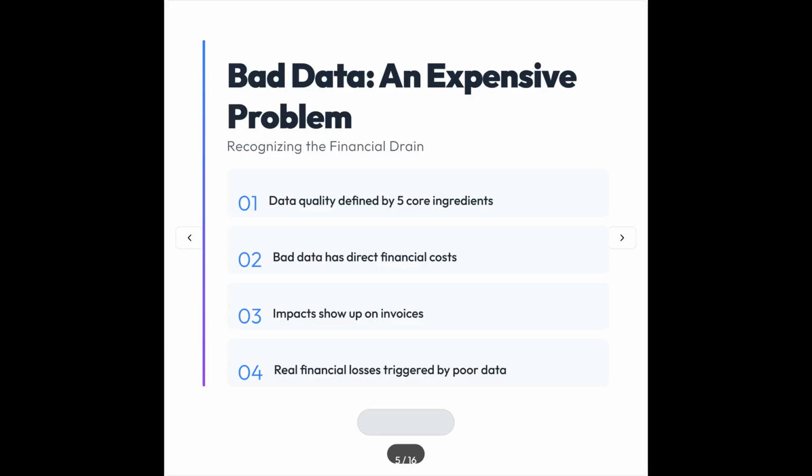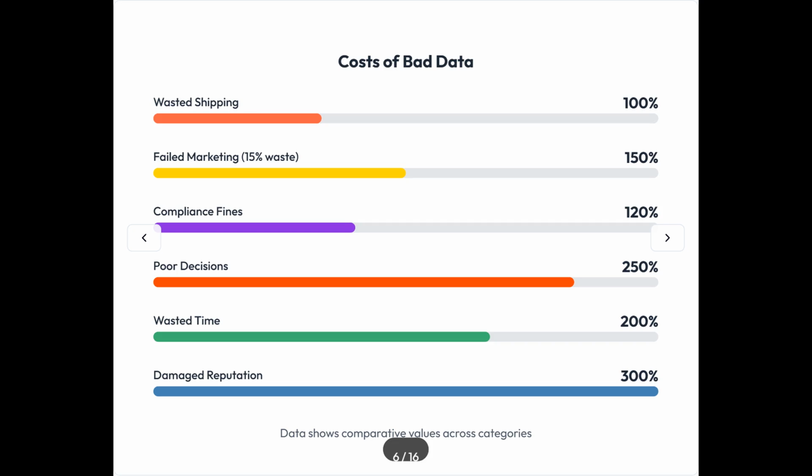Welcome back. In our last lesson, we defined data quality and learned about its 5 core ingredients: accuracy, completeness, consistency, timeliness, and validity. Now we're exploring why this matters so much by looking at the high cost of bad data. Some of these costs are obvious, showing up on an invoice. Every time bad data is used, it can lead to a real financial loss. Your document highlights several obvious costs. For example, wasted materials and shipping. A typo in an address means a package is sent to the wrong place. You lose the product cost, shipping, and the cost to ship again.